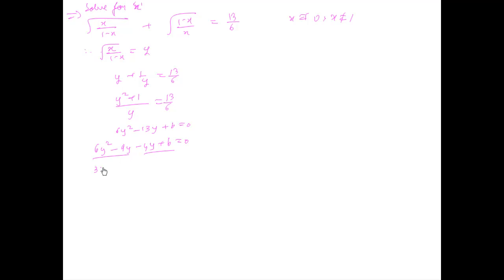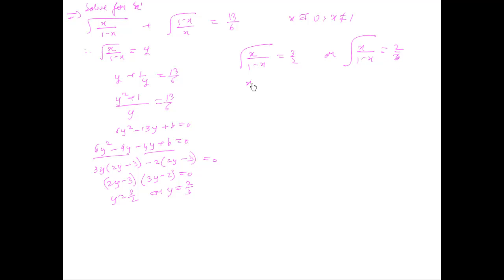Take common. That gives (2y - 3) = 0 in one bracket, or (3y - 2) = 0. So y = 3/2 or y = 2/3. Now we substitute the values over here. So that becomes root of x upon 1 minus x is equal to 3/2, or root of x upon 1 minus x is equal to 2/3.